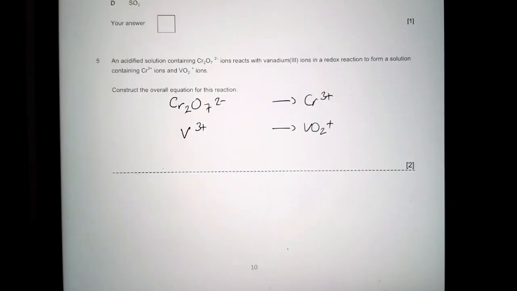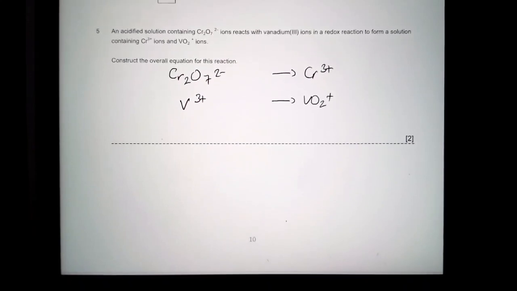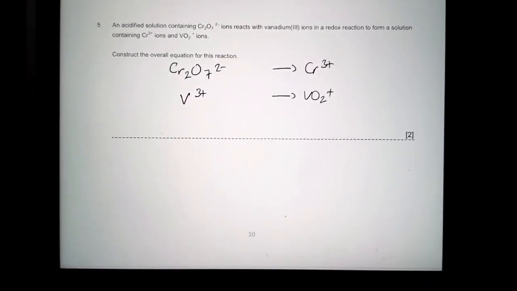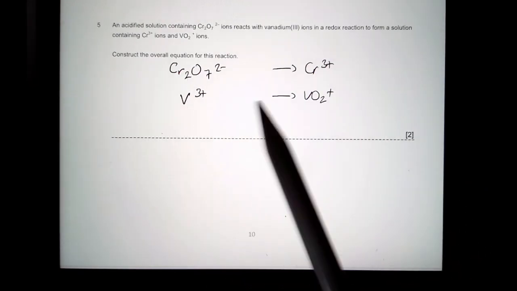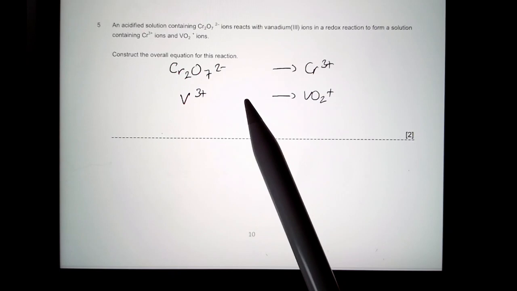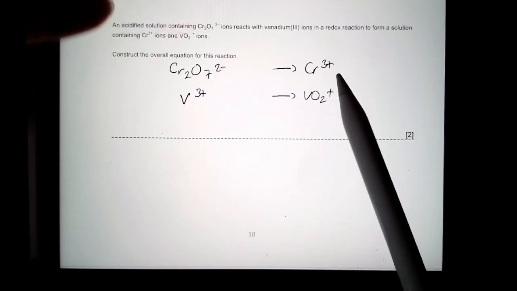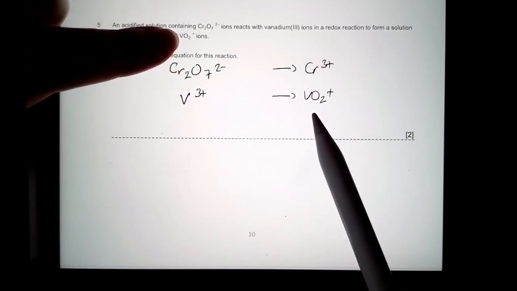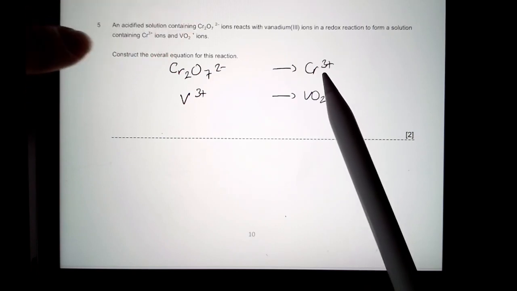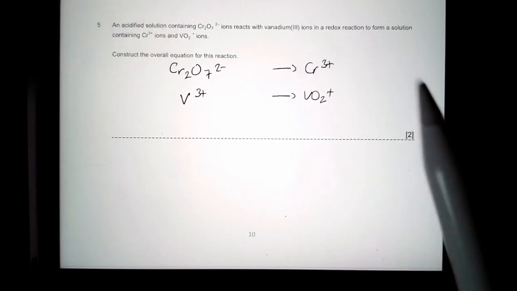I'm just going to look at what this looks like in the context of the exam. So in that revision booklet A, if we look at the exam questions, the first set, question 5 is testing you on this. So you've got 2 different ways that you can construct the overall equation. I think the easiest way is through half equations. So they tell me I'm starting with this dichromate ion and I'm turning it into Cr3+. I'm also starting with vanadium 3+, and I'm turning that into VO2+. Again, I'm just pairing them up based on the elements that they have in common. So those 2 match because they both have chromium, and those match because they both have vanadium.